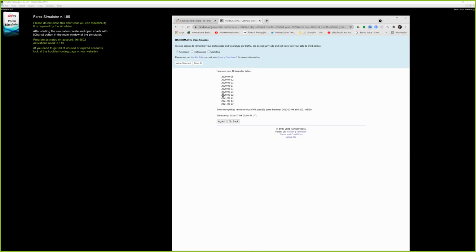Pound yen, and we got a bunch of dates over here. We got February 2021, August 2020, June, May. Let's do August, 2nd August. We'll do 2nd August 2020.